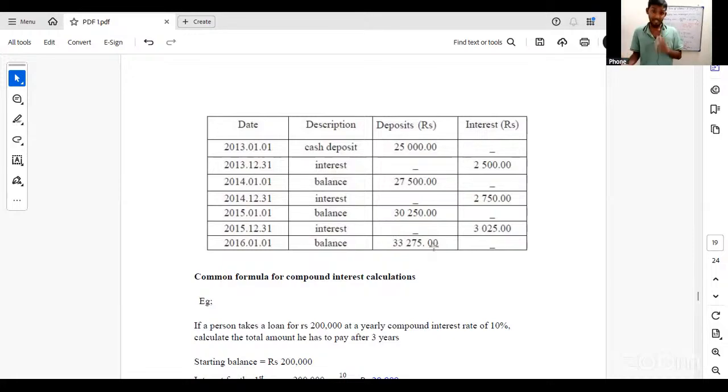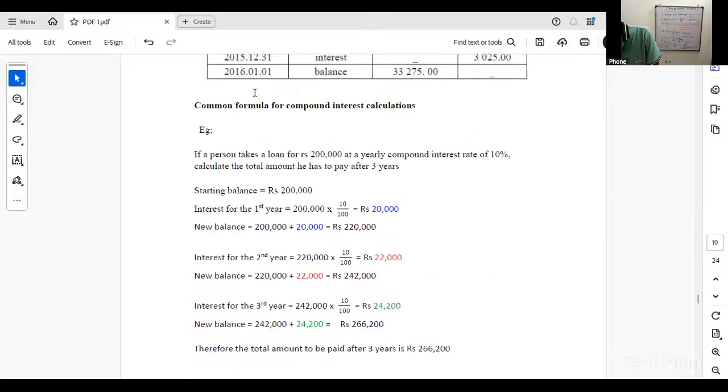The interest will get added to your previous balance and make the new balance for the next year. And that goes on for however many years you are depositing. Right? Okay.